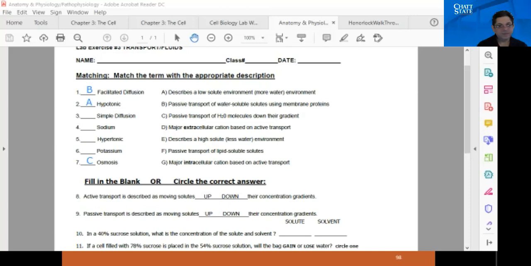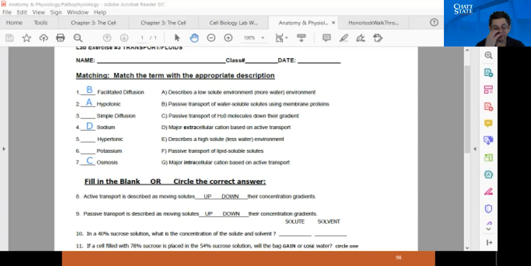Okay, let's move on. Next one, major extracellular cation based on active transport. So before we answer, what is active transport? What's the quality of that sodium potassium pump? How many sodiums are moving out versus potassiums? 3 sodium out, 2 potassium in. Right. So the sodiums are going out, which makes sodium our major extracellular cation.